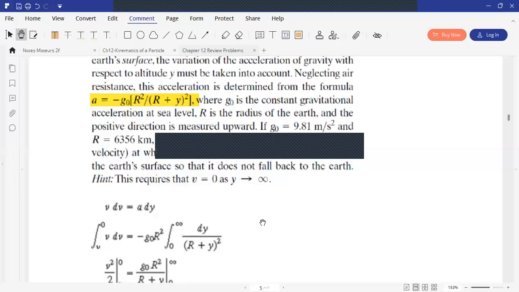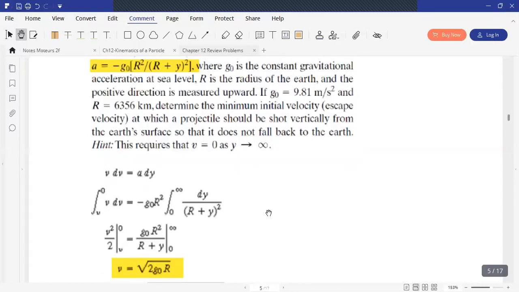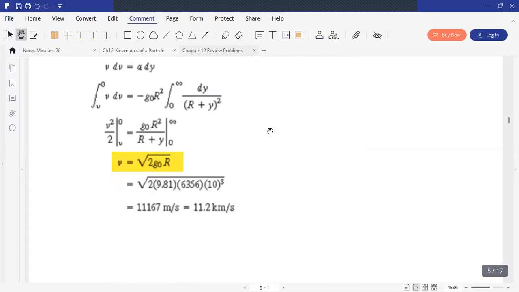Okay, very good. So let us move to another example.